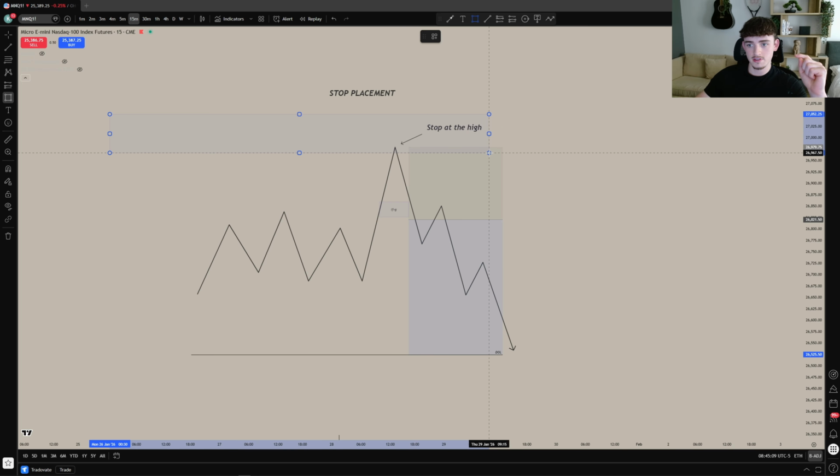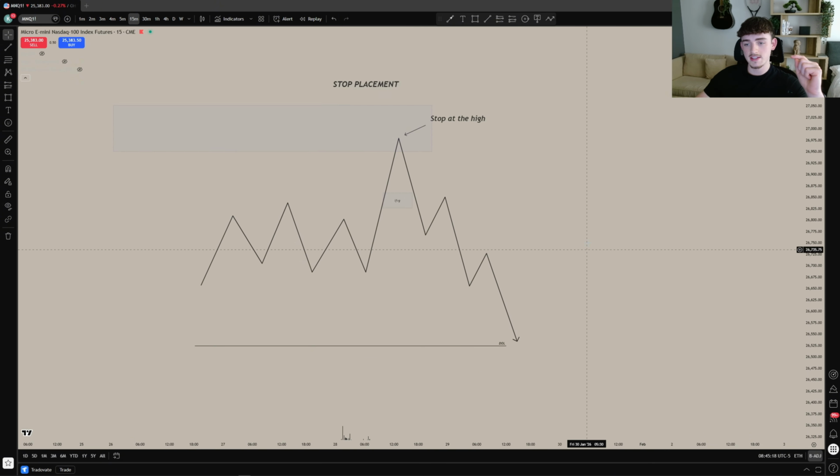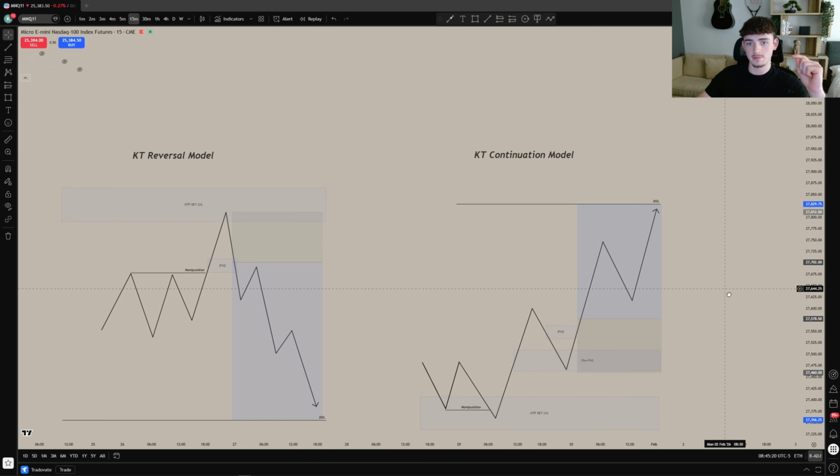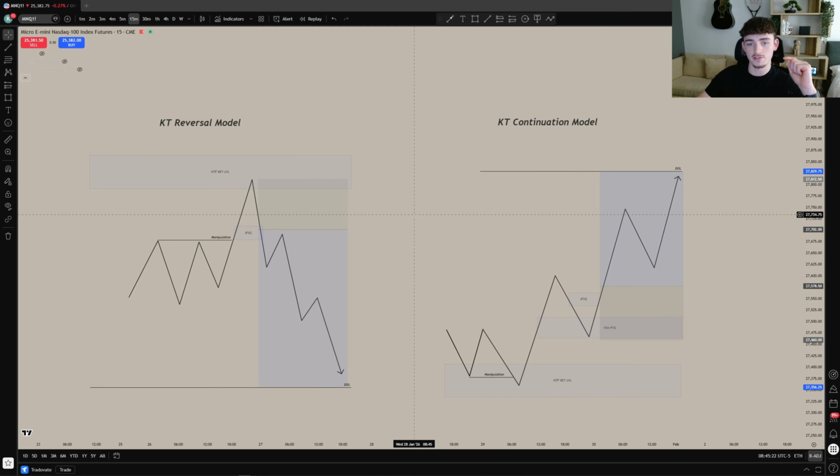Let's say we have this high time frame key level, and then you want to put your stop at the high that manipulated. That is pretty much everything. Let's go into some live examples. We're going to do a bit of both. So I'm going to show you a reversal model and a continuation model.